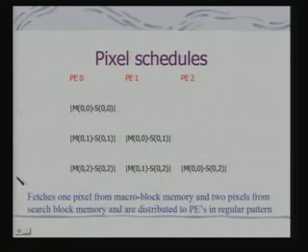So, the pixels, how they are scheduled, because that scheduling is an important factor for doing the design. If I have P0, P1 and P2, from the macro block I can have 1 pixel from macro block memory and 2 pixels from search block memory, and if they are distributed, these operations can be scheduled simultaneously. So, I can have the same pixel coming in and do this computation, and therefore these pixels are distributed in a regular pattern, and this distribution is done with the help of the network, and that organization is a key issue in terms of this design.